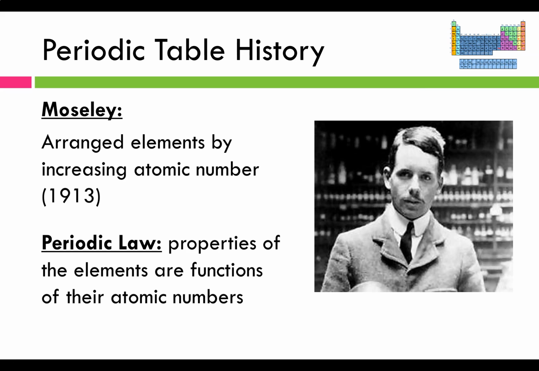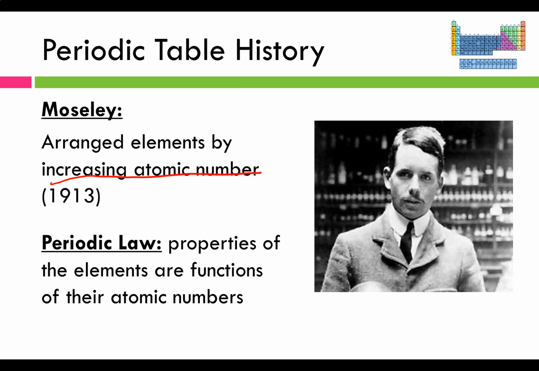He discovered that when you arrange elements according to increasing atomic number, you can observe what we call the periodic law. Basically, the properties of the elements are functions of their atomic numbers, and instead of just being one single trend, as you take a property and graph it against the atomic number, you're going to see repeating patterns.